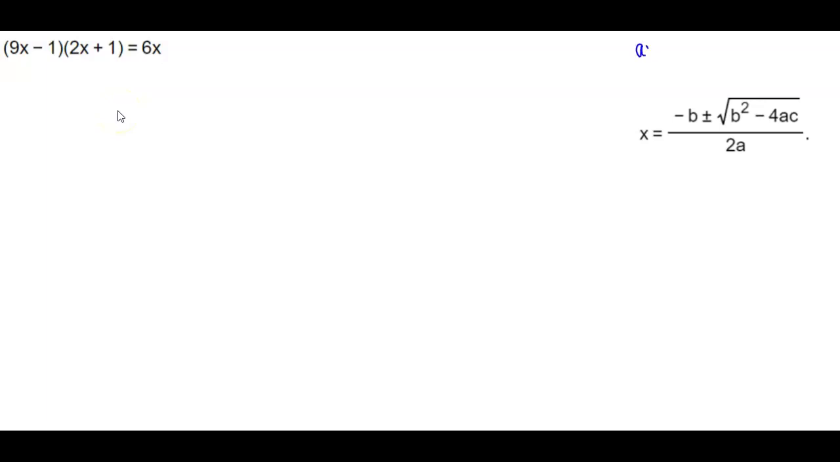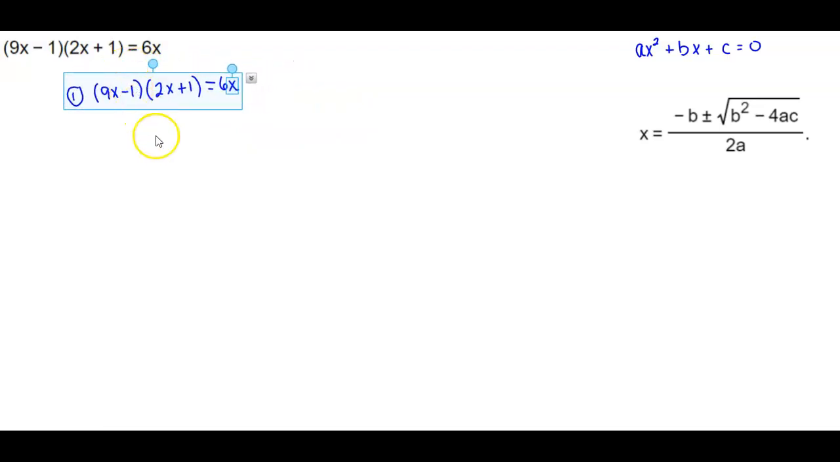Remember that standard form is in the form of ax squared plus bx plus c, and that's equal to 0. And currently it's not. So, let's take a look at this. We have parentheses 9x minus 1 times 2x plus 1, and that's equal to 6x. So what we need to do is figure out how to rewrite and multiply 9x minus 1 times 2x plus 1.